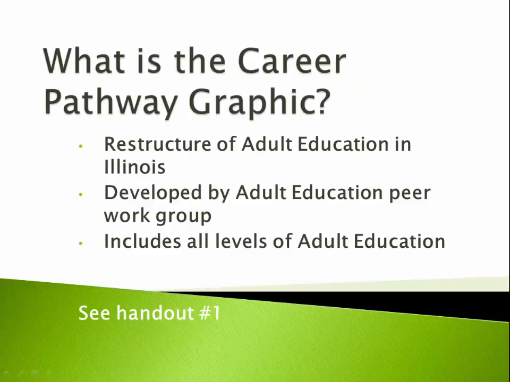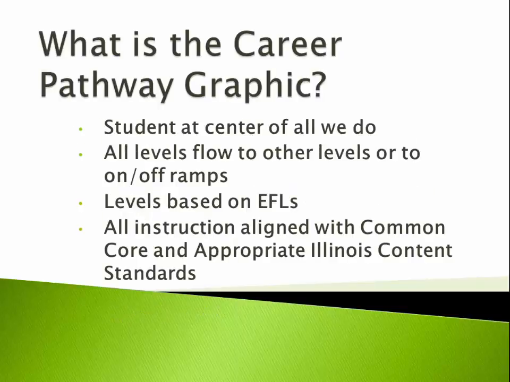Handout number 1 is the career pathway graphic itself. This section refers to this handout number 1, the career pathway graphic and skills. As we look at the career pathway graphic, it is the restructure of adult education in Illinois. It was developed by the Adult Education Peer Working Group last year. It includes all levels of adult education so that no group is left out.